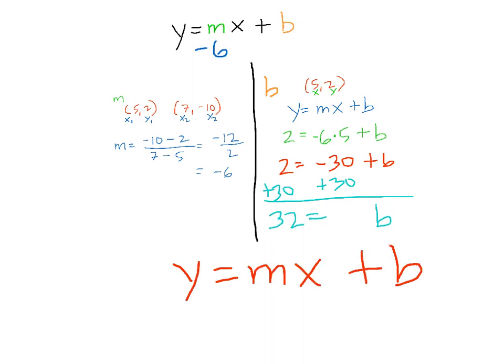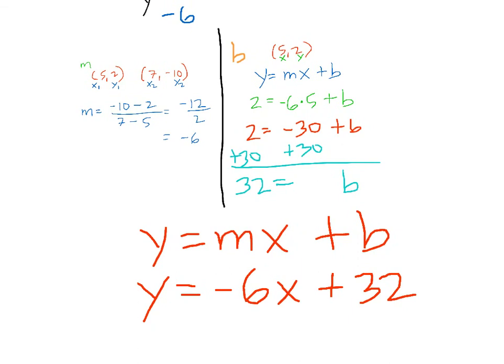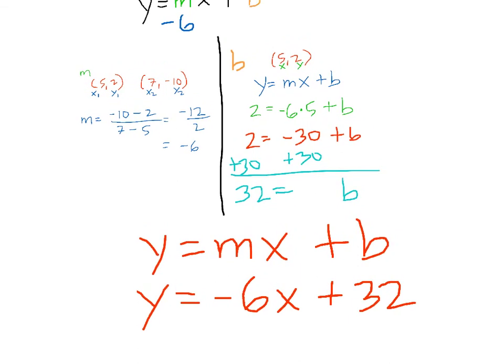Y equals, y and x just serve as placeholders, m we found out was negative 6. x is just there again as a placeholder, and our b was positive 32, so plus 32. So the whole takeaway from this whole process was to write this: y equals negative 6x plus 32, and that's an equation that we can use for a whole litany of things that we'll be learning about later on in Chapter 6 and actually the latter part of algebra.